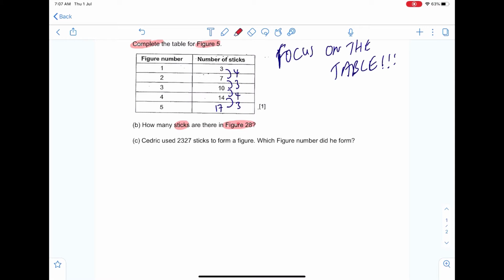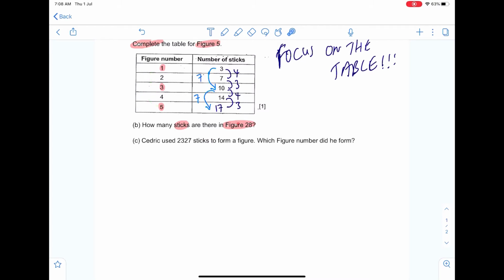Between the odd figures, okay, 1, 3 and 5 for example, there is a fixed change. Between 3 and 10 we add 7, right? Between 10 and 17 we also add 7. So what do we expect between figure 5 and figure 7, which is the next odd number? We are supposed to add 7 as well. Alright, so in between odd figures, we are adding 7.